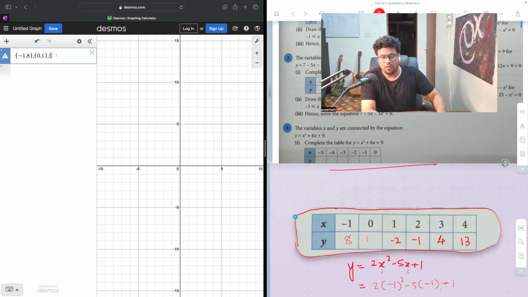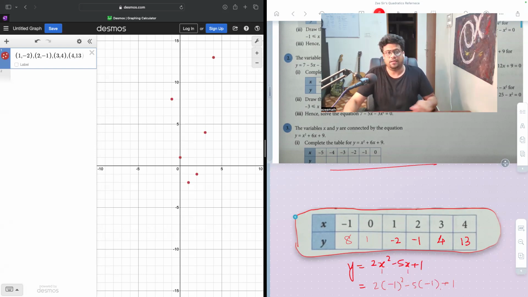And then you go 1, -2. And then you go 2, -1. And then you go 3, 4, and then you go 4, 13. See, x and y pairs you had to create: -1, 8; 0, 1; 1, -2; 2, -1; 3, 4; 4, 13.